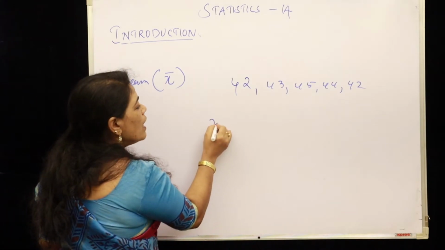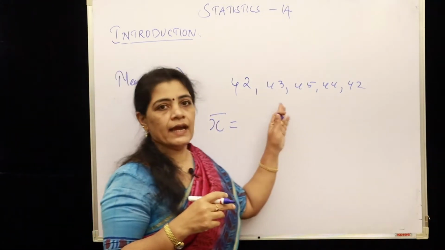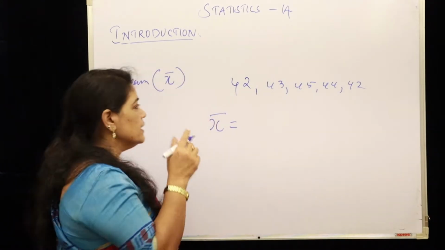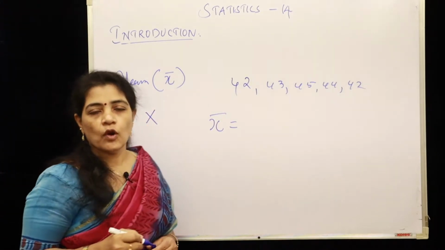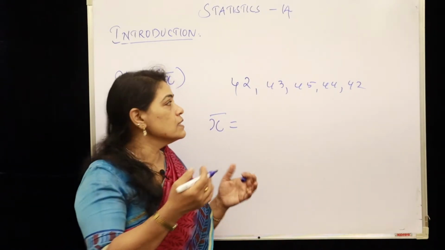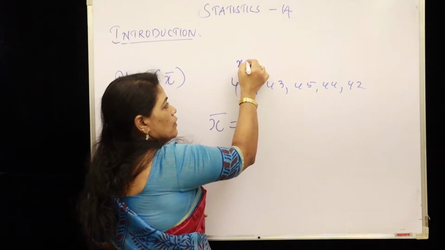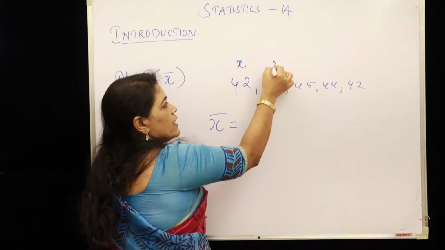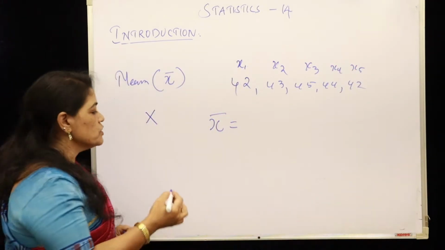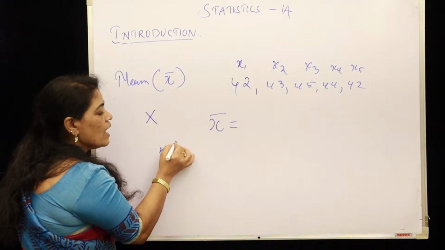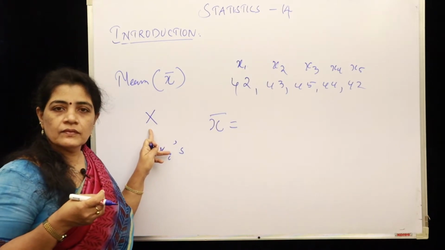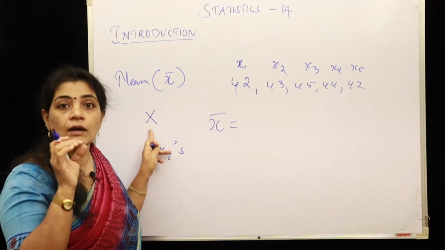Okay, so x bar of this data. Here the variable x denotes the marks of a student in different subjects in an examination. So this can be expressed as x1, x2, x3, x4, x5, or in short xi's. Xi's are nothing but different values of x. Here x is nothing but the mark.